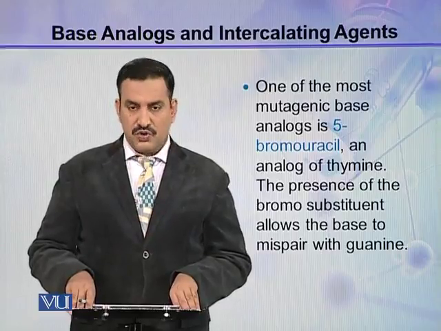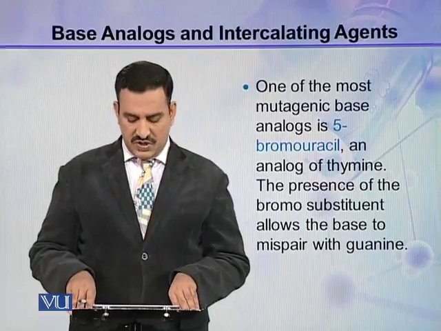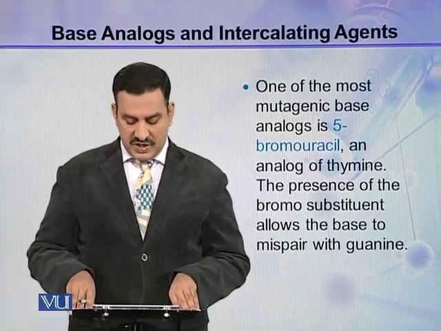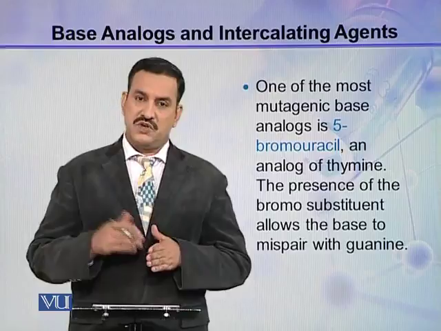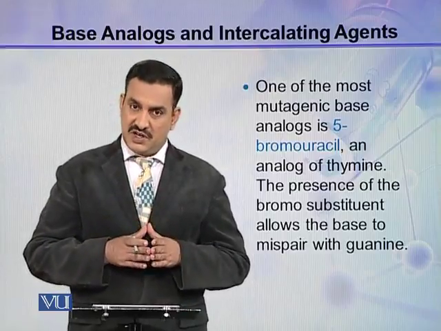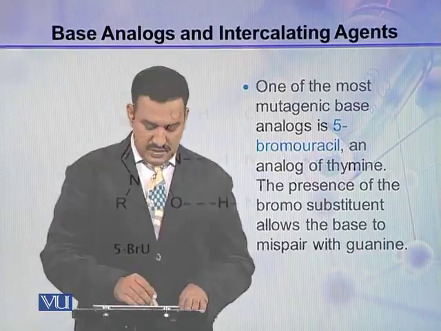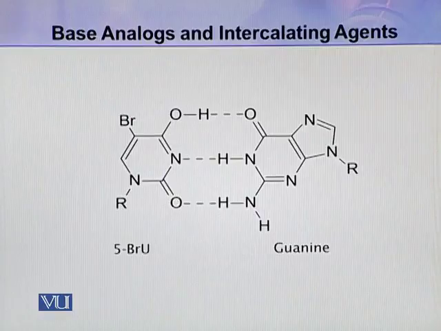One of the most mutagenic base analogs is 5-bromouracil, which is an analog of thymine. The presence of the bromo substituent allows the base to mispair with guanine. Otherwise, thymine base pairs with adenine, but due to the presence of this base analog, it forms a base pair with guanine. Here you can see this is 5-bromouracil, and it is a base analog of thymine.